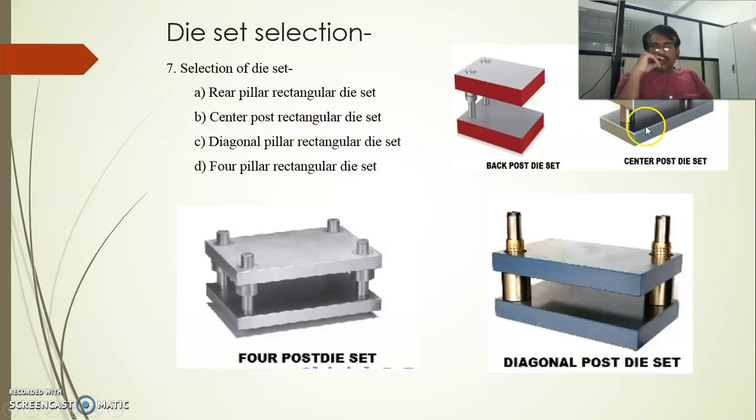Center post means what? At the center, these 2 pillars will be available, and with reference to these 2 center pillars, the top plate will move. The next will be called a diagonal pillar rectangular die set. In that, diagonally the 2 pillars will be available and the top plate will move accordingly. And the last one is a 4 pillar rectangular die set, in which all the 4 pillars hold the top plate, and the movement of the top plate happens according to these 4 pillars.